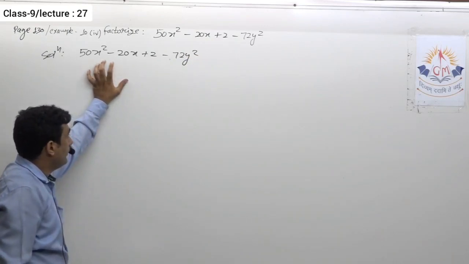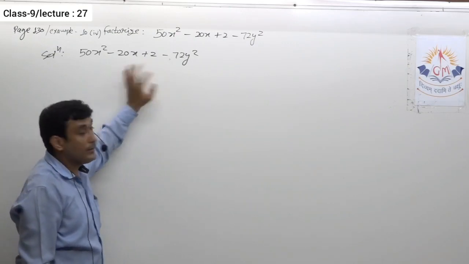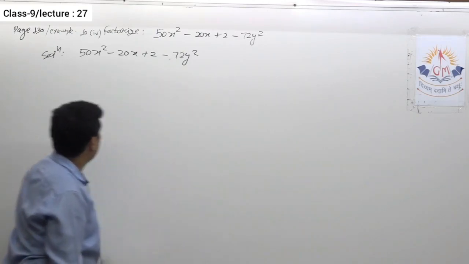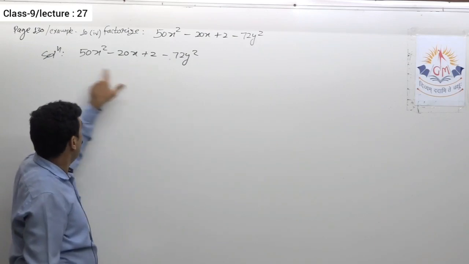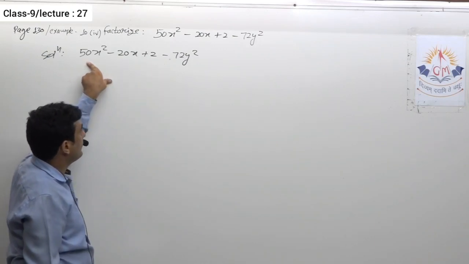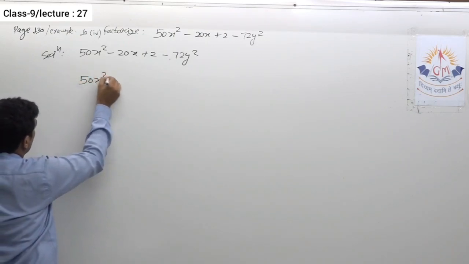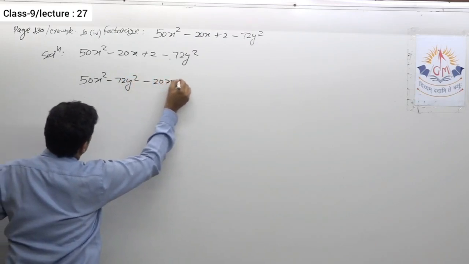We take something common from these two, and from these two, but definitely we won't be able to get the same thing after taking the bracket. So we have to think about any identity if it is possible to apply. There are two complete squares, and there is a minus sign between them, but these two terms are not complete squares. For a while, suppose I write 50x square minus 72y square, then minus 20x plus 2.